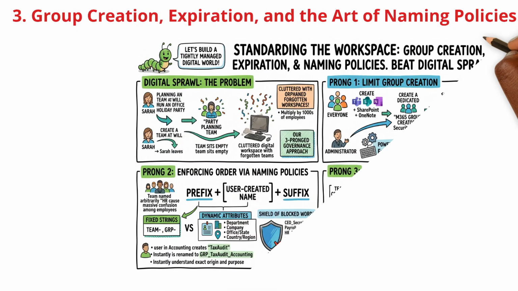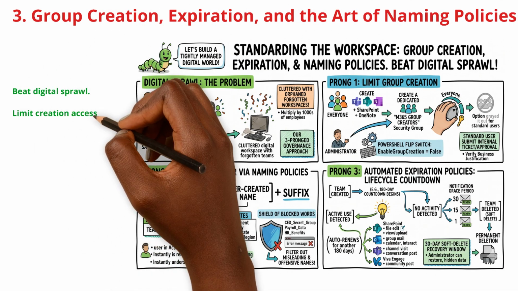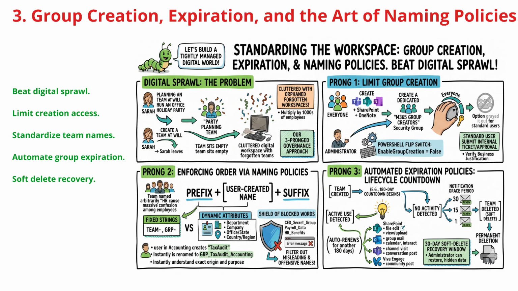Stop digital sprawl from turning your digital world into a graveyard of Sarah's forgotten party planning teams. Left unchecked, your digital workspace rapidly deteriorates. We combat this clutter with a three-pronged governance plan. First, limit group creation rights. By default, everyone creates, but administrators flip the switch to a dedicated security group. This forces general users to submit an internal ticket for verification.